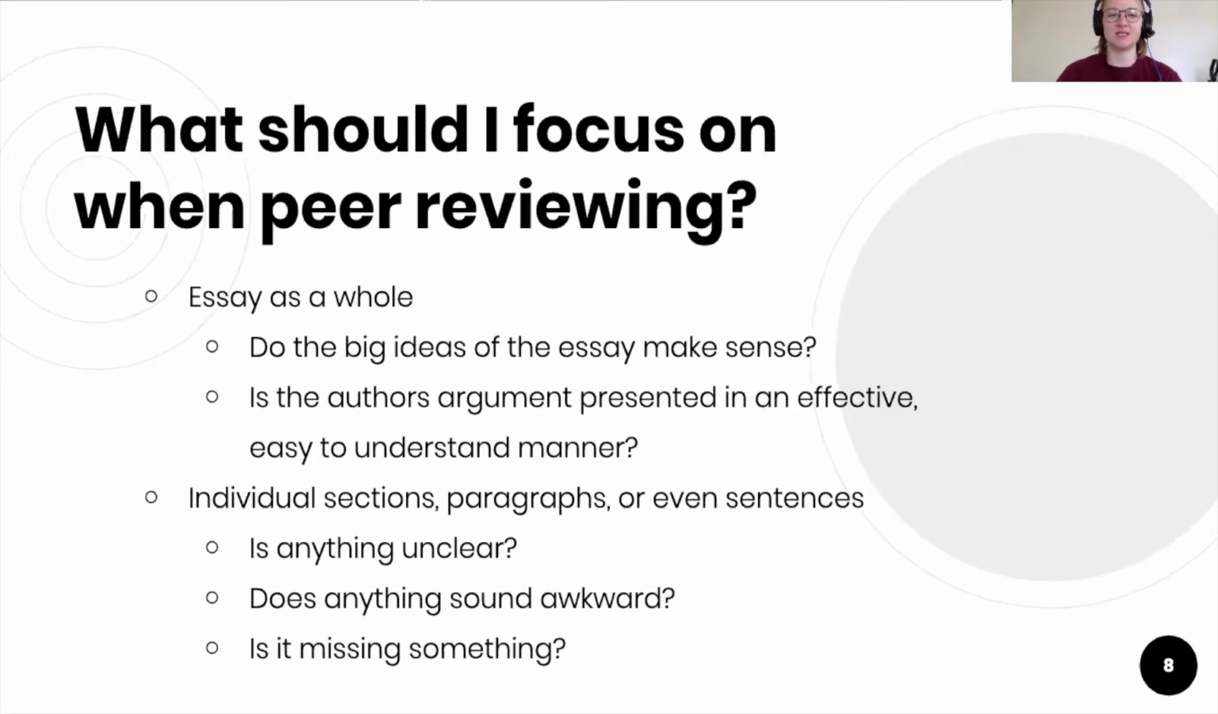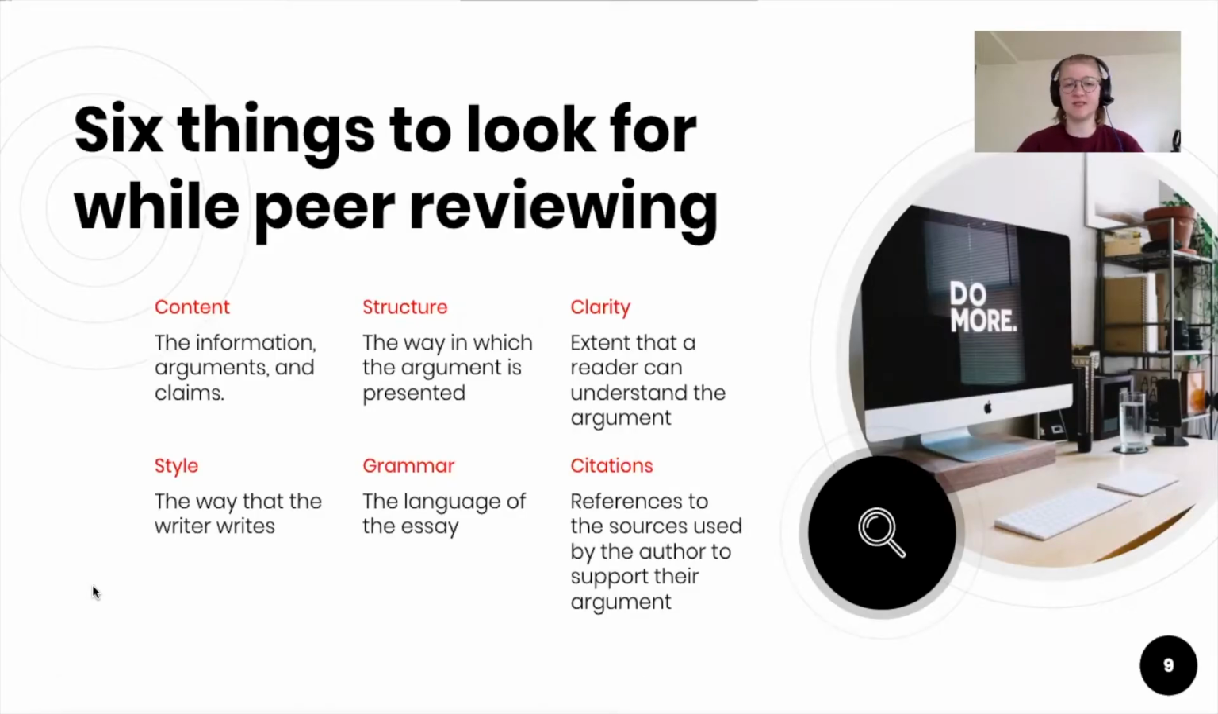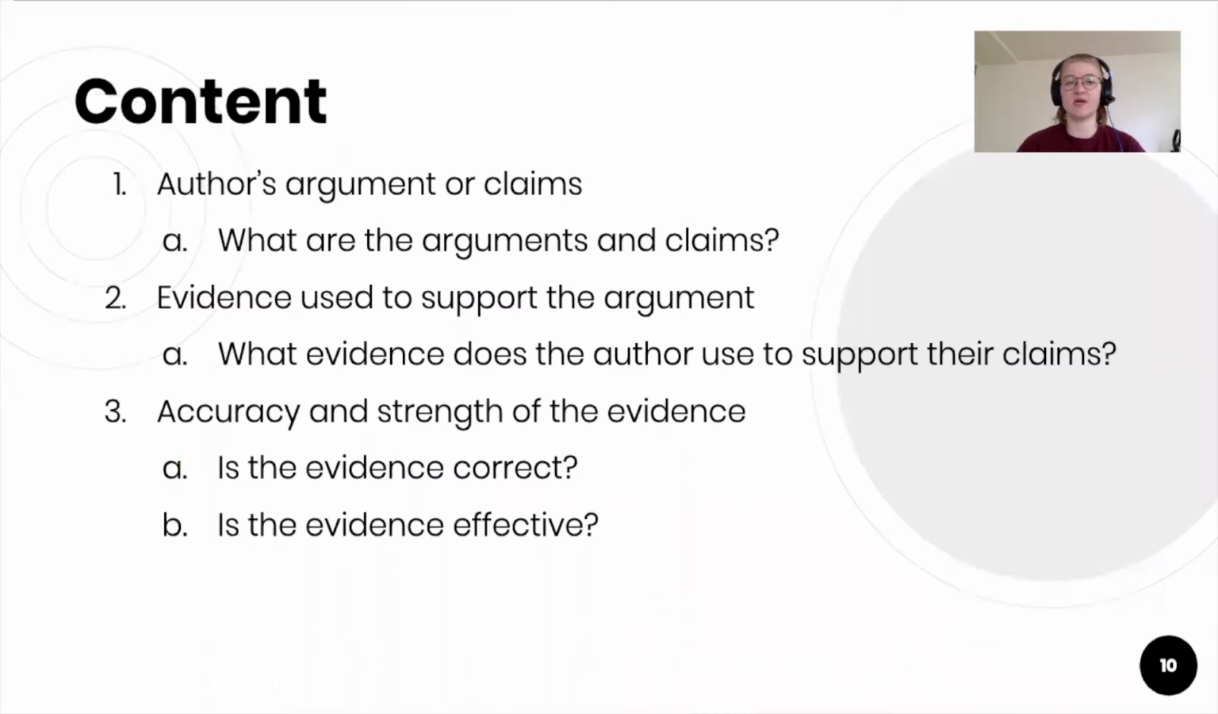Things along those lines. So there are 6 things to look for while peer reviewing. There are other things other than these 6 things, but these are pretty basic, so we're just going to start with these. The first thing to look for is content. The content of the essay, in our sense, refers to things like the author's arguments and claims, the evidence they use to support their arguments, and the accuracy and strength of the evidence.